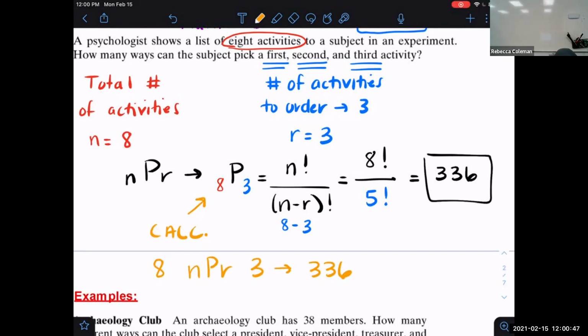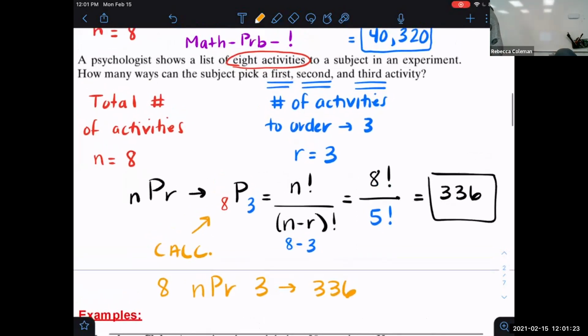I'm mainly showing you the formula here, number 1, so that you know where this number is coming from, but number 2, because you're going to see this reference in the help tools. If you go to view an example or help me solve this, it's going to walk you through using the formula. You don't have to do that. You can use your calculator to evaluate. You just need to focus on knowing when to use NPR, which is when you want to order some of your objects, and then knowing how to input that information into your calculator. Questions?